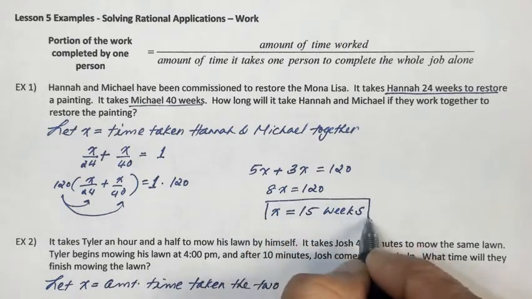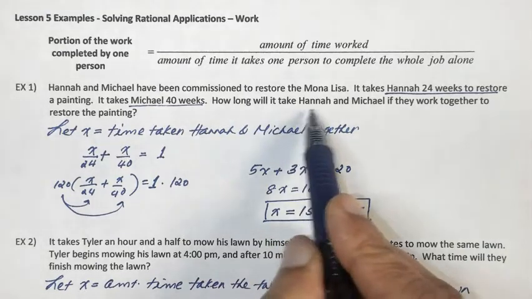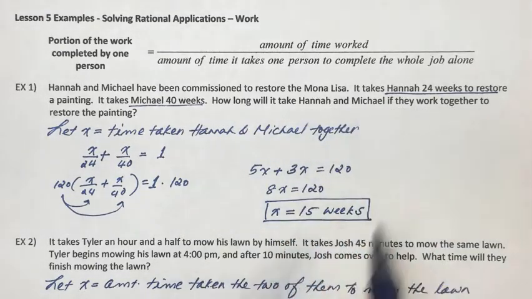And that is going to be the answer. So that's what we're looking for. How long will it take Hannah and Michael if they work together to restore the painting? It is going to be 15 weeks.